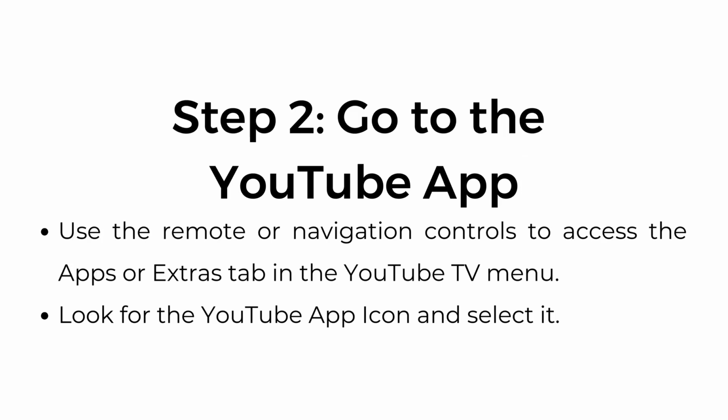Step 2. Go to the YouTube app. Use the remote or navigation controls to access the Apps or Extras tab in the YouTube TV menu. Look for the YouTube app icon and select it.